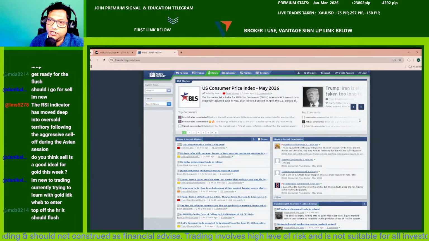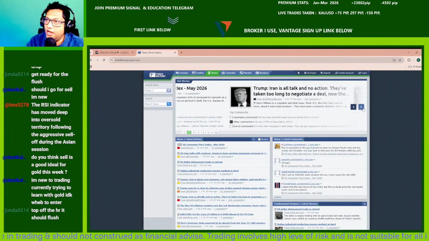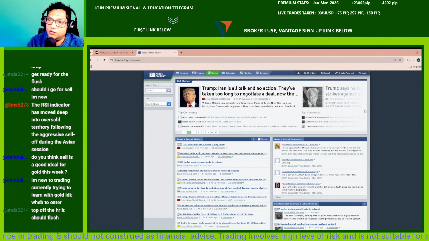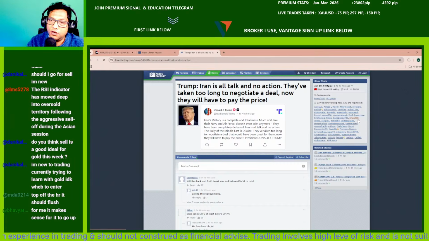So there is a volatility for the consumer price index that you can see. And also in the recent hour we saw a few Truth Social posts from Trump, and that has brought increased volatility.